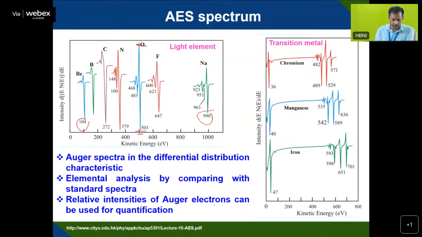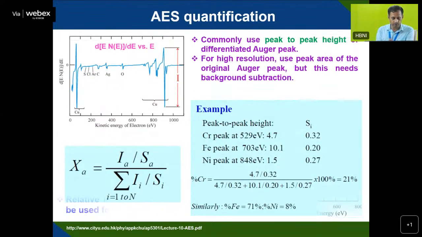So the relative intensity of Auger electrons can be used for quantification. You can see here the Auger electron spectra, where copper is here, and these are the intensities you measure from the derivative curve, and then you compare that intensity with the intensity of the standard element. You can commonly use the peak to peak height of the differentiated Auger spectra. For high resolution, peak area is also possible, which can be used after background subtraction. Peak area can be used, but most commonly it is peak to peak height.